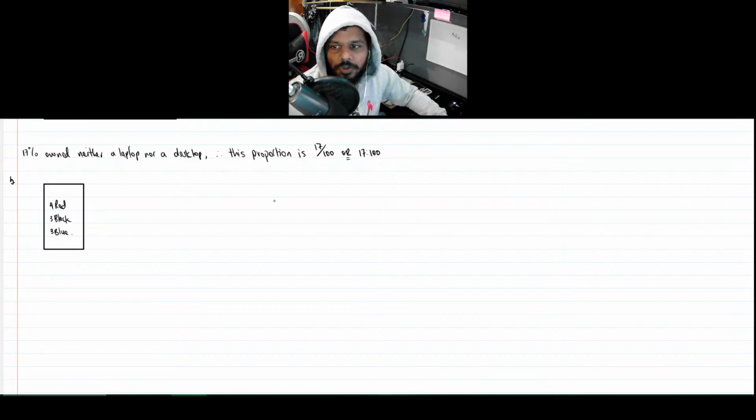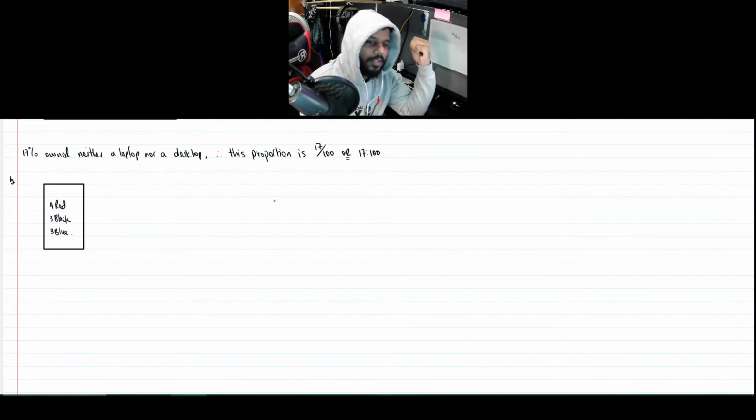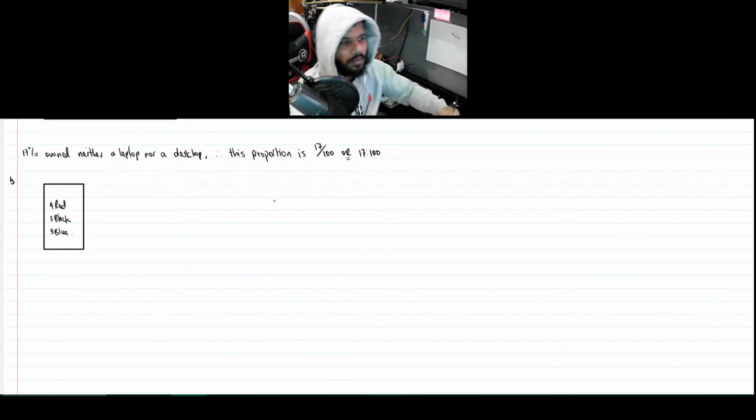3 marbles are drawn at random without replacement from the bag. So that means I'm going to take out something from the bag and not put it back inside. So the first one, if we draw and all are the same color, we can draw the first one red, the second one red, the third one red, or first one black, second one black, third one black, or first one blue, second one blue, third one blue. So let me see what's going on here.